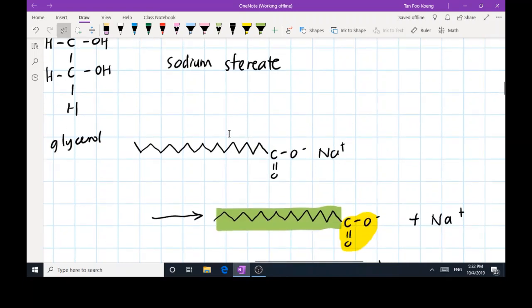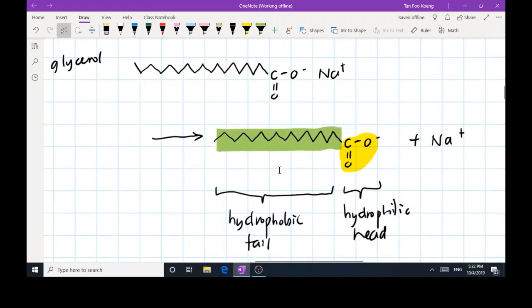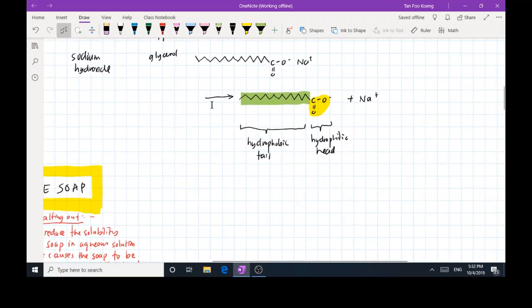Now, why does the fatty acid chain here have to be long? Because we know for a fact that this part is hydrophobic. That means to say that it likes lipid. It will be able to dissolve in lipid.